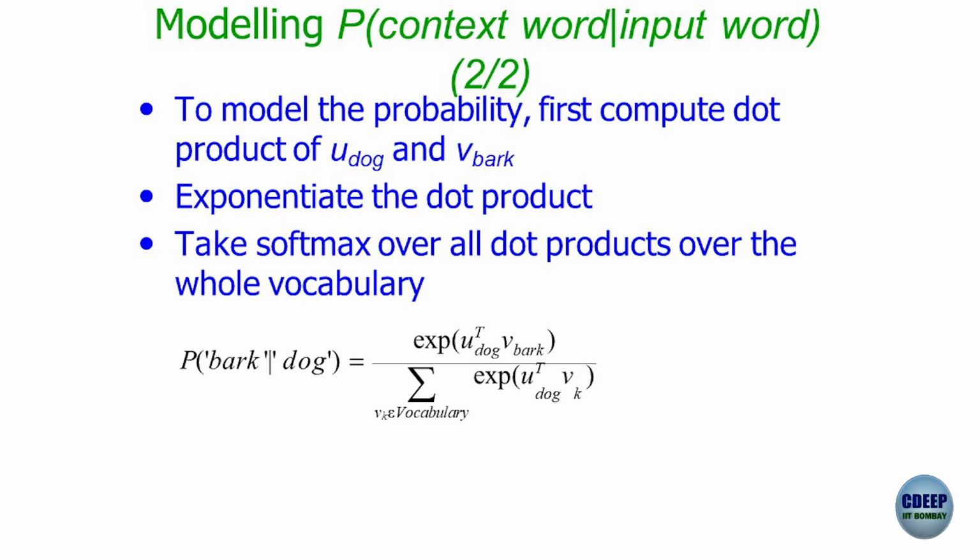Now, to model the probability, we first compute the dot product of U dog and V bark, exponentiate the dot product, and take softmax over all dot products over the whole vocabulary. So the probability of bark given dog is e to the power similarity of dog and bark, divided by a normalizing factor, which consists of e to the power similarity of the dog vector and other words in the vocabulary. This is the expression.